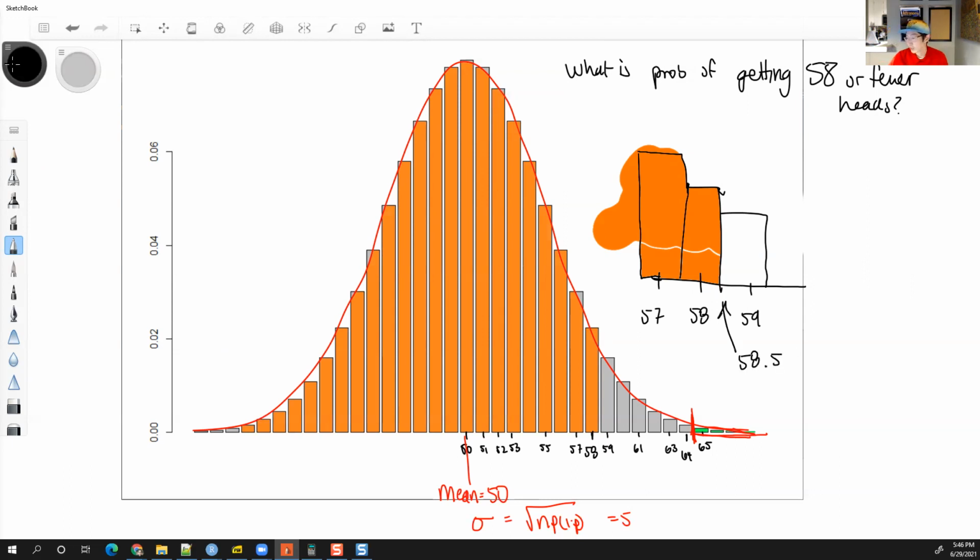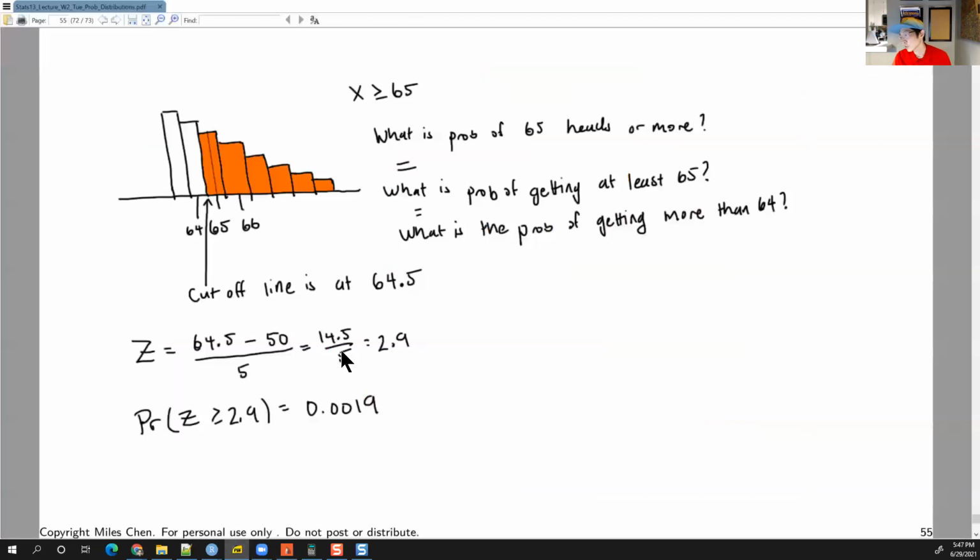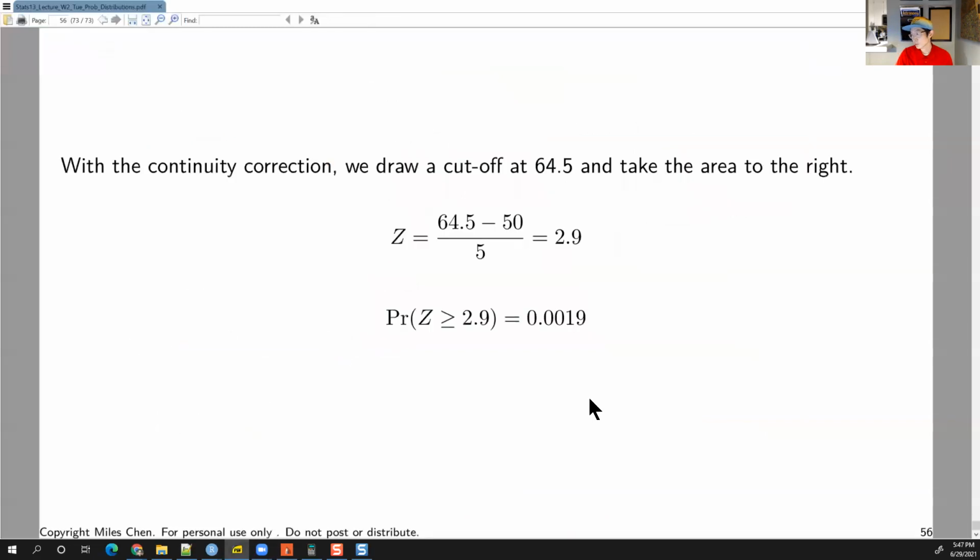Depending on how the question is asked, you might go plus 0.5 or minus 0.5. I like to draw a tiny version of the number line with bars centered at each of these numbers. Then I ask, do I want to shade in the column for 58 or not? If it says 58 or fewer, we want 58. If it said less than 58, then we don't want this bar, and my cutoff would be at 57.5. It depends on the question, and you just have to draw yourself a little picture to decide.